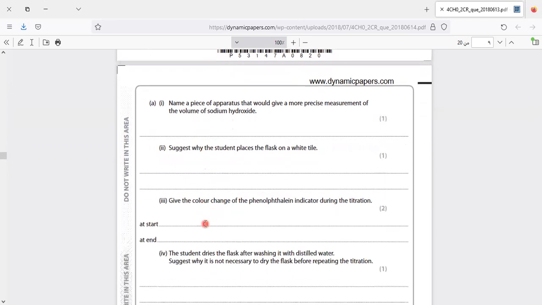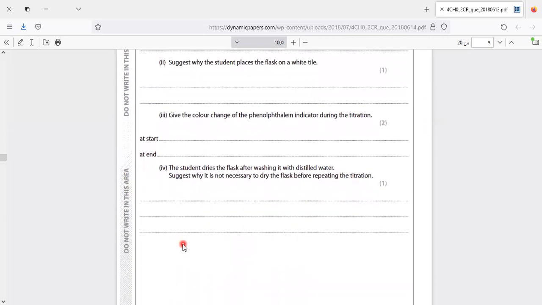Number three. If the color change of the phenolphthalein indicator during the titration is pink at the start, at the end it is colorless. As we said before, the color of phenolphthalein in alkaline solution will be pink, and in acidic solution it will be colorless. So at the end of the reaction, the medium inside the conical flask will be acidic, so it will be colorless, because this is acid.